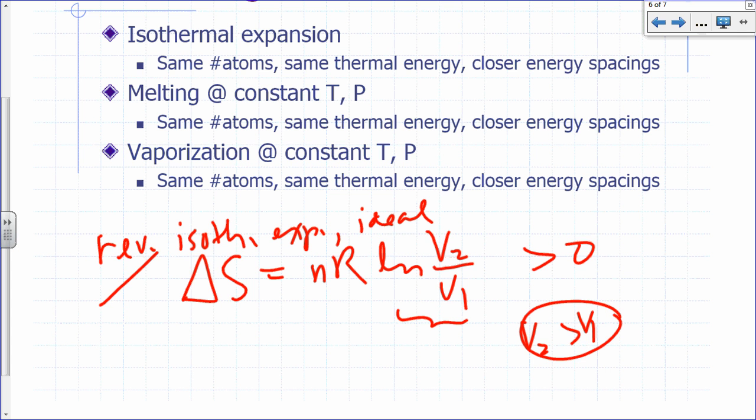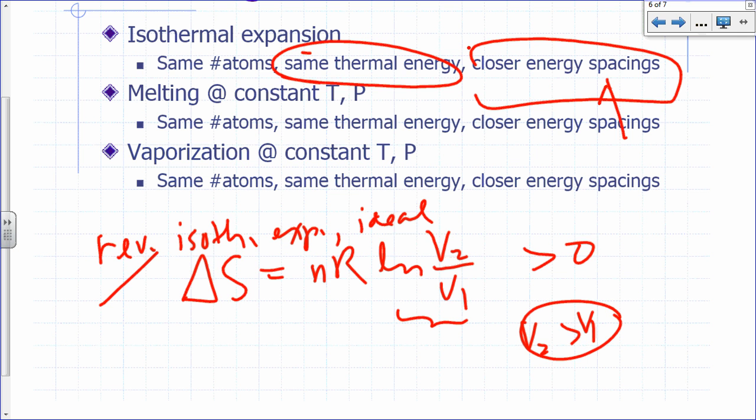So how do we explain it from a molecular perspective? Well, if it's isothermal, then your thermal energy is the same, right? So why is there an increase in entropy? Because you've got a bigger volume. A bigger volume would simply mean less restrictions on the motion of your atoms, the closer the allowed energy levels are. And the closer the allowed energy levels are, the more ways of distributing the energy, the higher the entropy.